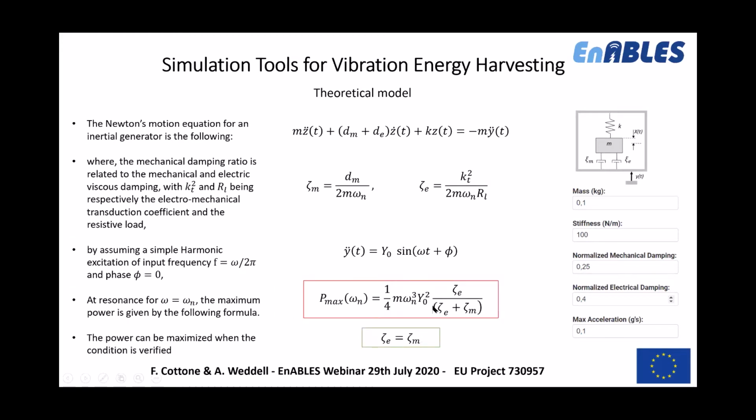So the maximum power is obtained by just equating the resonance to the input frequency, and then the maximum power that can be obtained by varying the parameter of the electrical and mechanical damping is obtained when the electrical damping is exactly equal to mechanical damping. We know very well that in practice this is not true, at least.